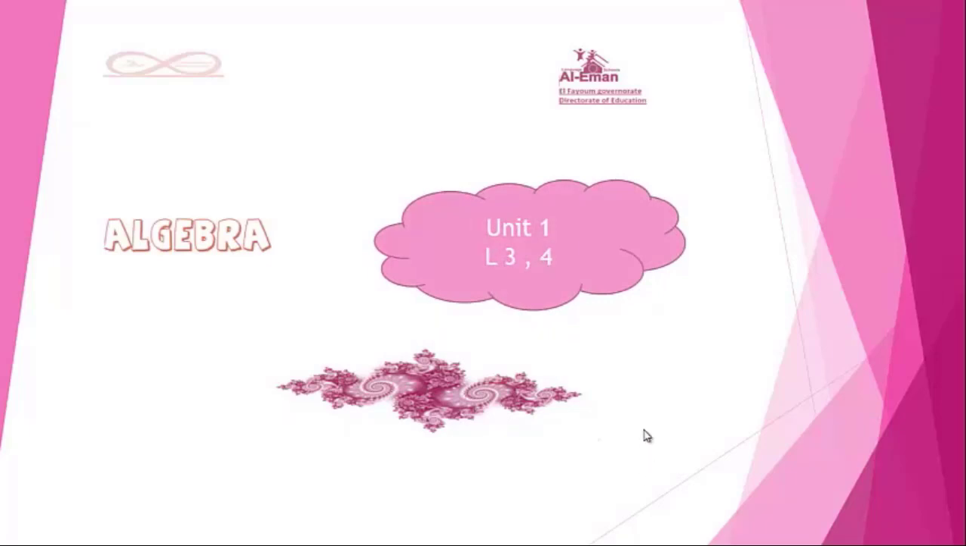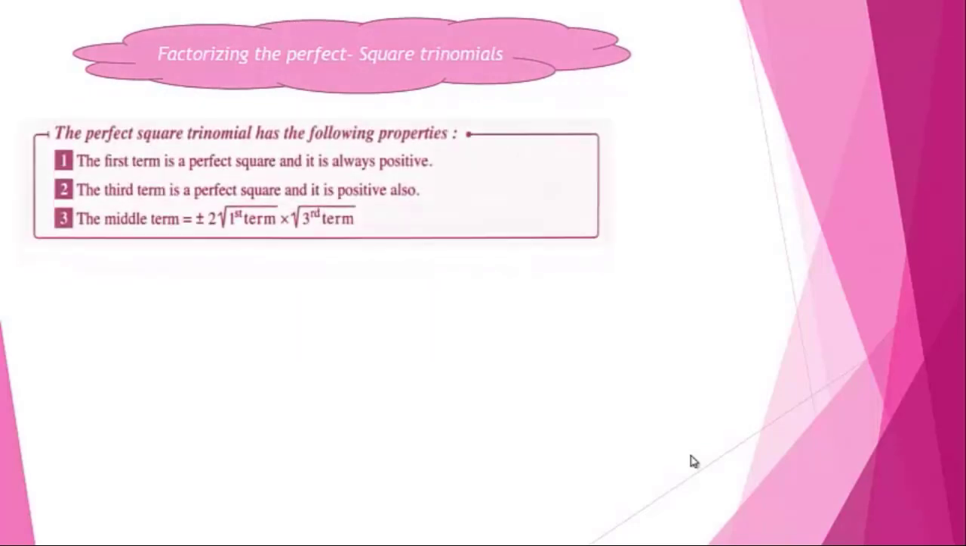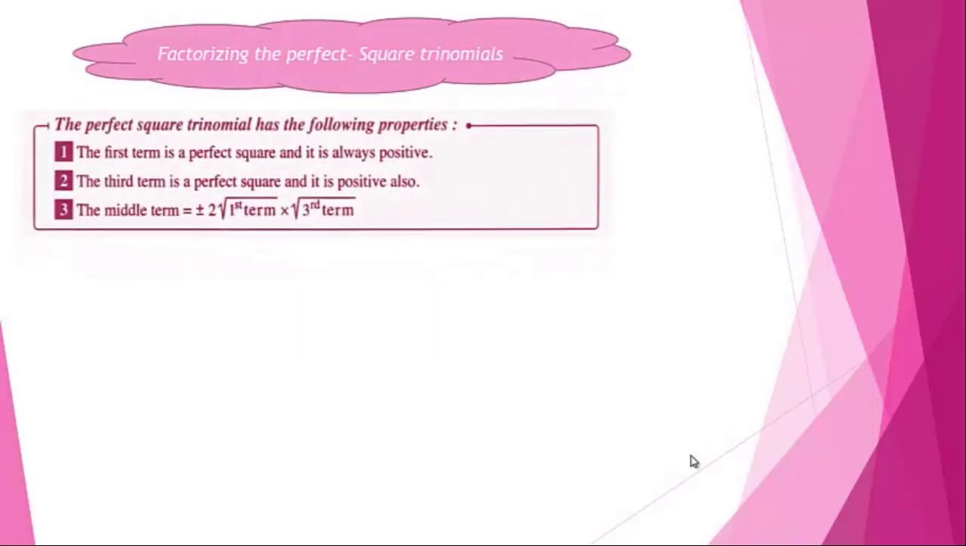In Unit 1, today we're talking about factorizing the perfect square trinomial. What does perfect square trinomial mean? It means the first term is a perfect square, always positive, and the third term is a perfect square, always positive, and the middle term is positive or negative, the root of the first term times the root of the third term.